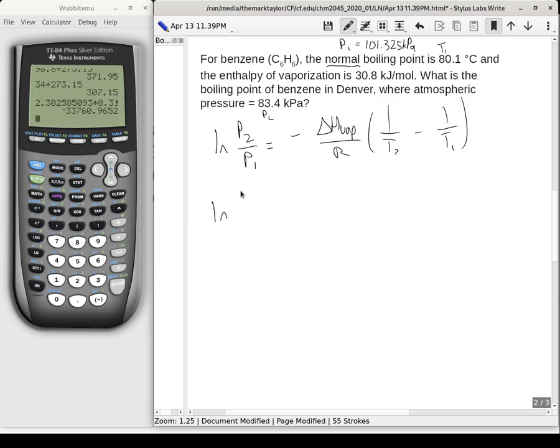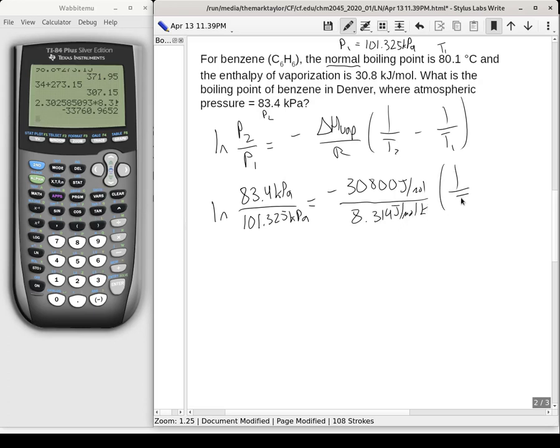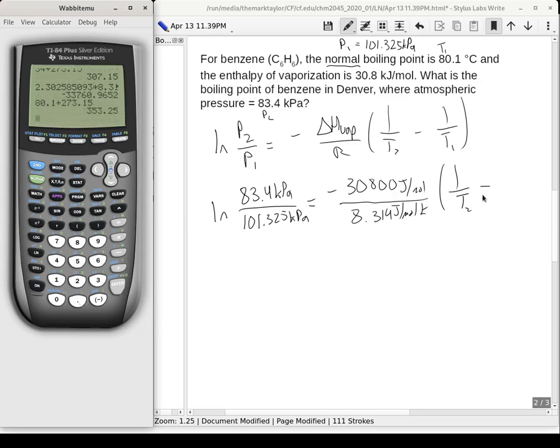So writing it all out, I have natural log of 83.4 kilopascals over 101.325 kilopascals. My heat of vaporization is going to be listed in joules, so it's 30,800 joules per mole. This is that new R we just introduced, 8.314 joules per mole Kelvin. We're going to solve for this T, but this T is 80.1 plus 273.15, which gives me 1 over 353.3.